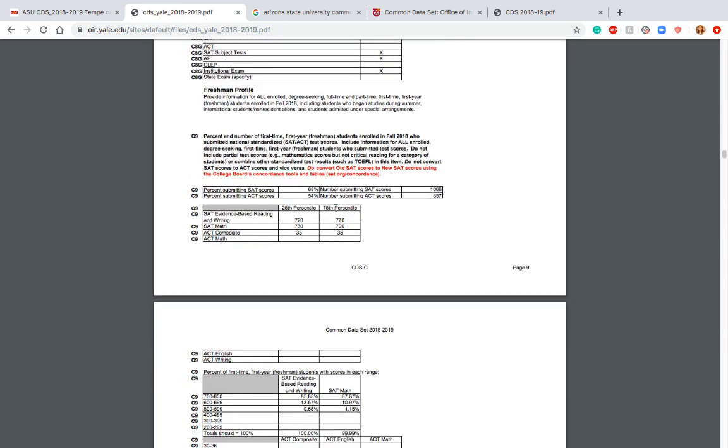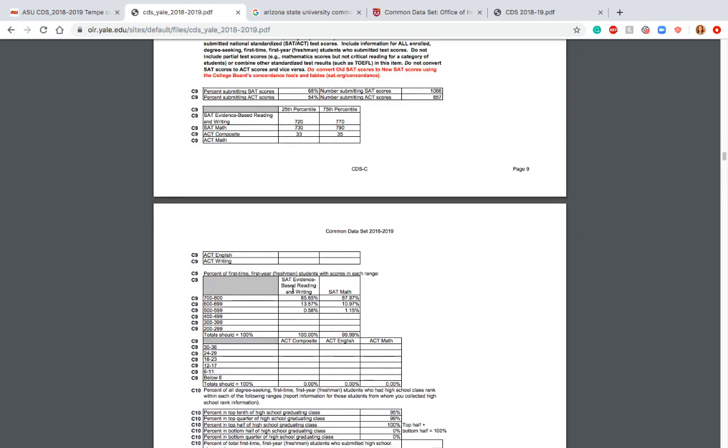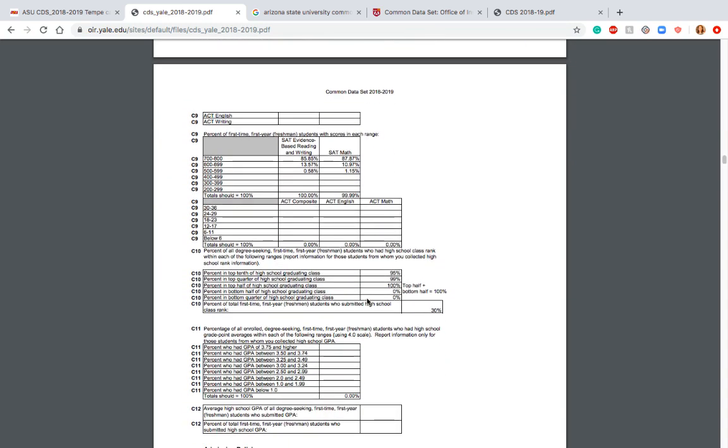decisions. Their middle 50 percentile is between a 720 and a 770 on the SAT and a 730 and a 790 in the math, whereas their ACT is 33 to 35. 25% are higher, 25% are lower. Most of their incoming freshmen, 85% of them, all have scores in the 700 to 800 range. So that can tell you a lot about a school right there.